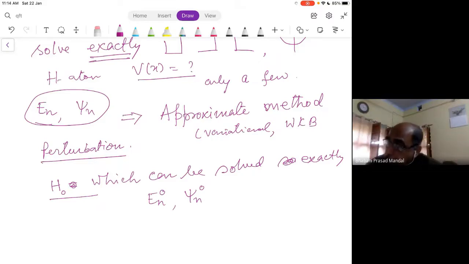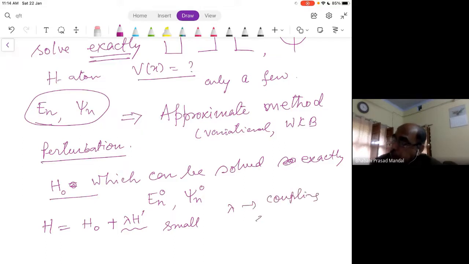Okay, then suppose now I have a system which is not exactly H0, but somewhat different from H0, but this difference is small, a weak difference. So this is almost H0, but there is lambda, a parameter we put, also called the coupling. Coupling means coupling to H0, which is very, very small. Only if it is very, very small can the perturbation method give you solutions.